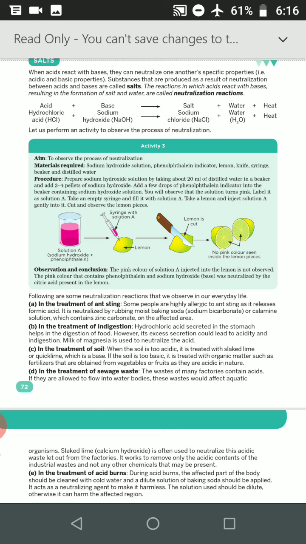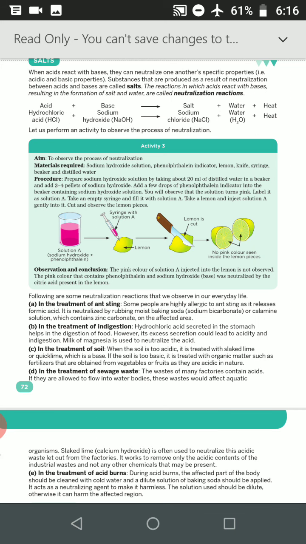Now, in the treatment of indigestion: hydrochloric acid secreted in the stomach helps in the digestion of food. However, excess secretion could lead to acidity and indigestion. Milk of magnesia is used to neutralize the acid.